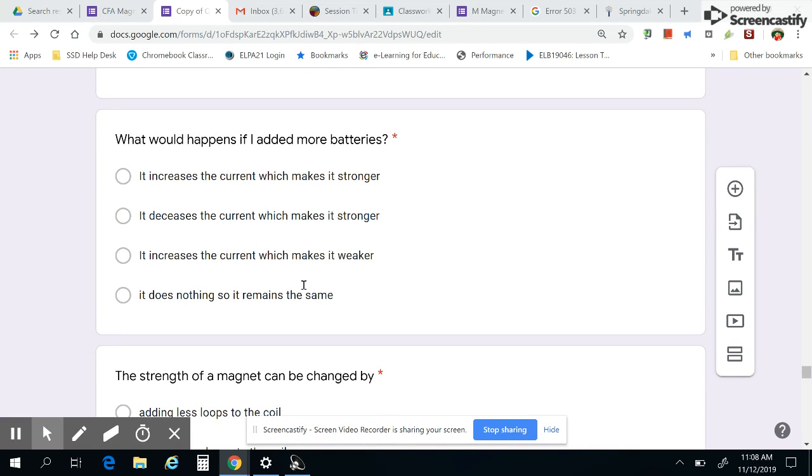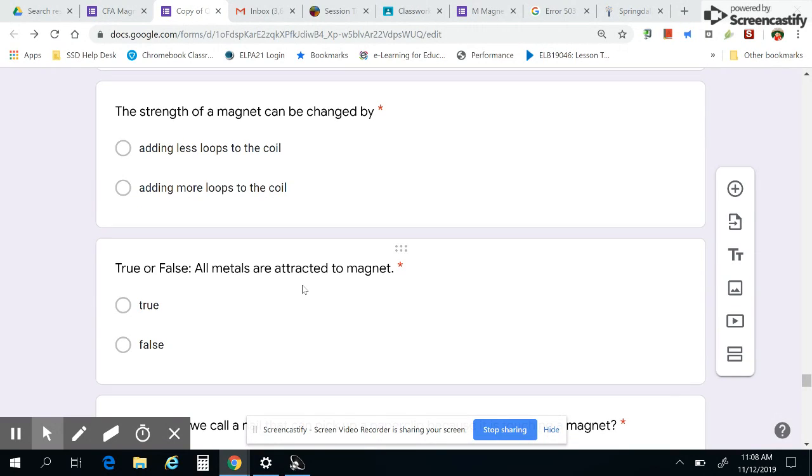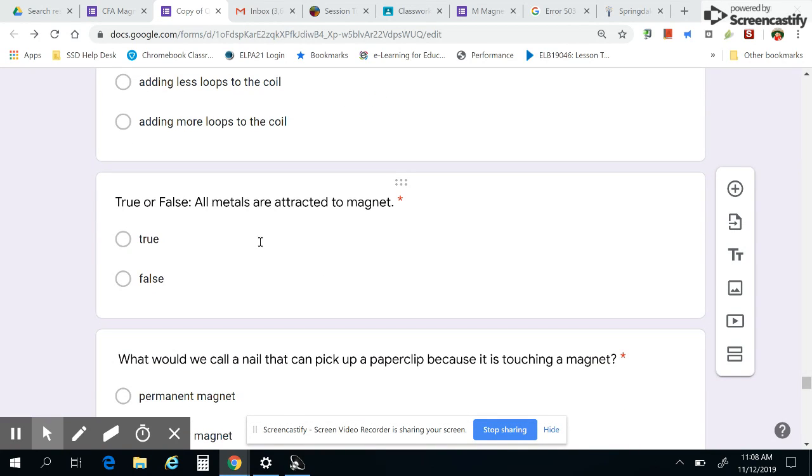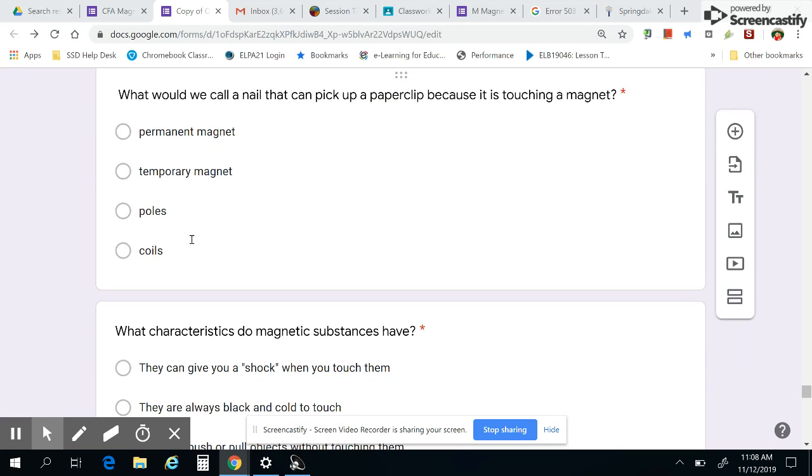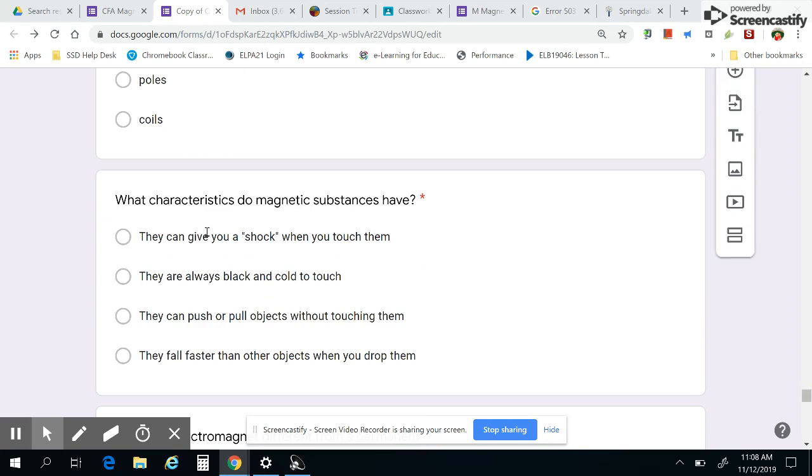What would happen if I added more batteries? It increases the current, which makes it stronger. It decreases the current, which makes it stronger. It increases the current, which makes it weaker. It does nothing, so it remains the same. The strength of an electromagnet can be changed by adding less loops to the coil, adding more loops to the coil. True or false? All metals are attracted to a magnet. What would we call a nail that can pick up a paper clip because it's touching a magnet? A permanent magnet, a temporary magnet, poles, or coils?